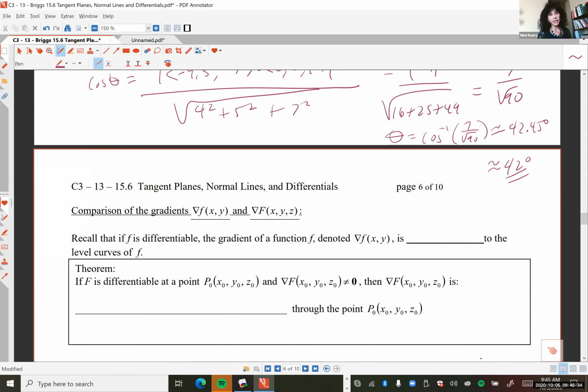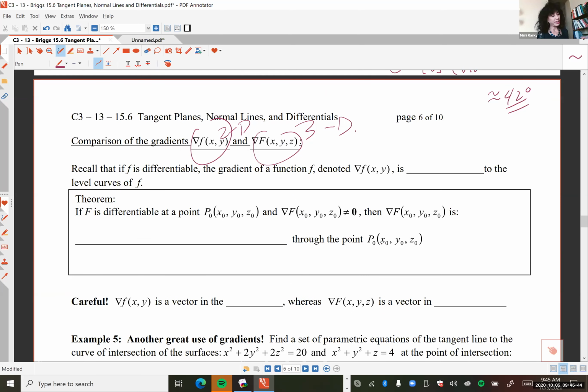So let's revisit this idea once more, comparing your 2D gradient versus your 3D gradient, okay? Some more stuff you should know about the differences. Little del f is orthogonal to the level curves of little f. But big del f, that's this guy here, is normal and orthogonal, essentially, to the level surface through the point P naught, okay?